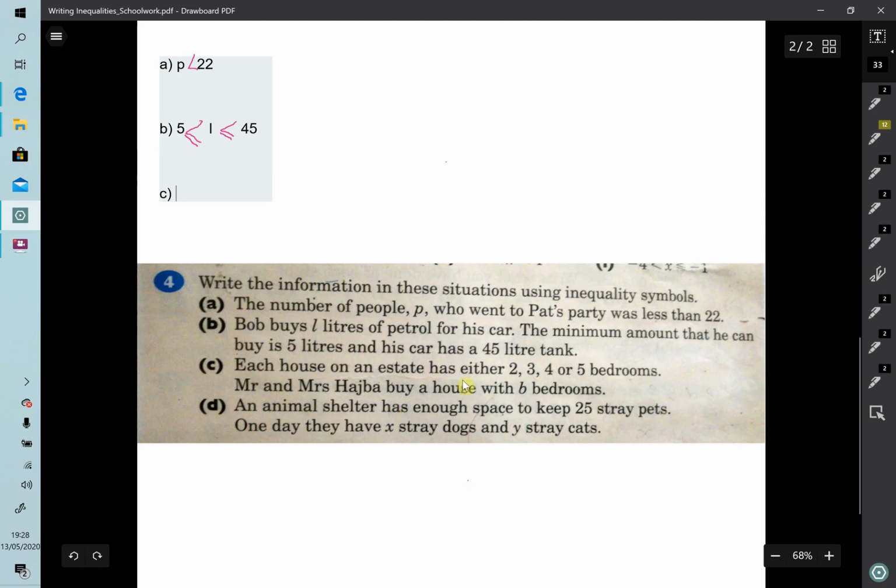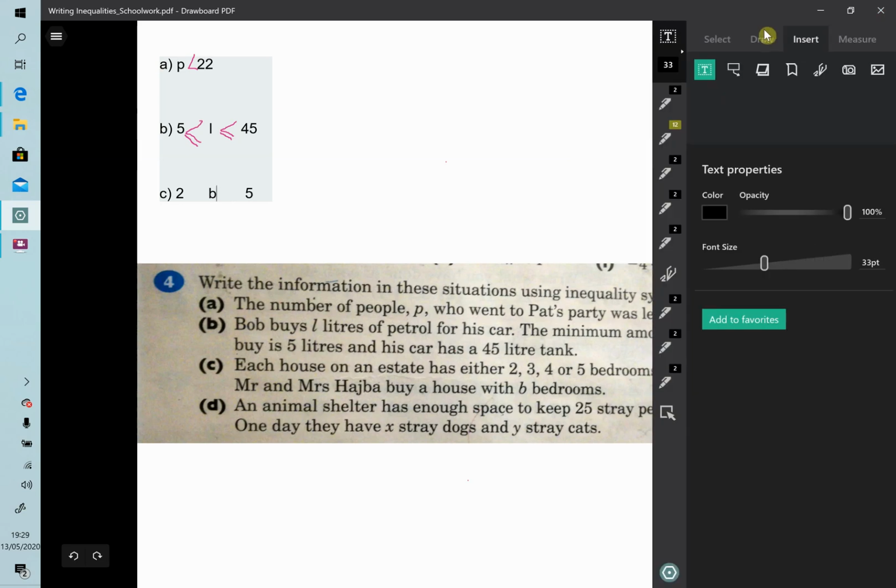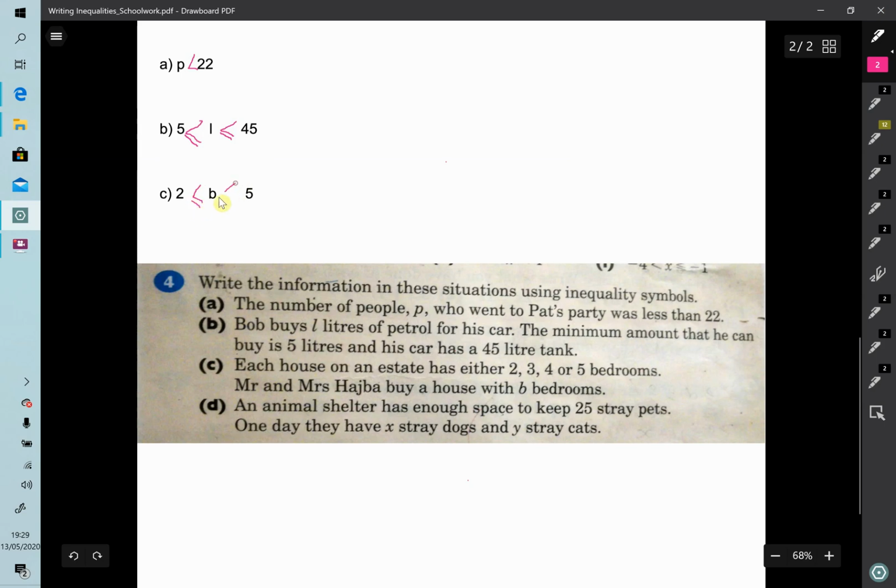Each house on an estate has either 2, 3, 4, or 5 bedrooms. So what do we mean? Each house on an estate, so you can have various numbers of houses, and each house can have 2 bedrooms, 3, 4, or 5 bedrooms. Now these particular individuals buy a house with B bedrooms. So if you know that these houses can only have 2, 3, 4, 5, then my inequality symbol must start with 2 and must end with 5. And the 2 and the 5 refer to bedrooms. They must either have, the 2 and the 5 are definitely included, so I need to place the equal symbol.